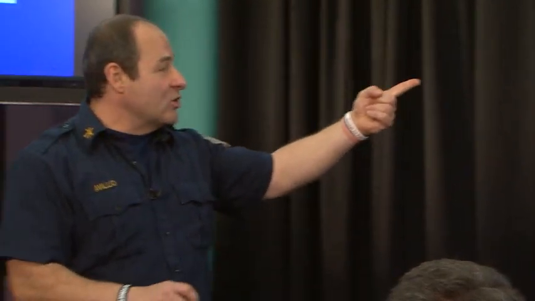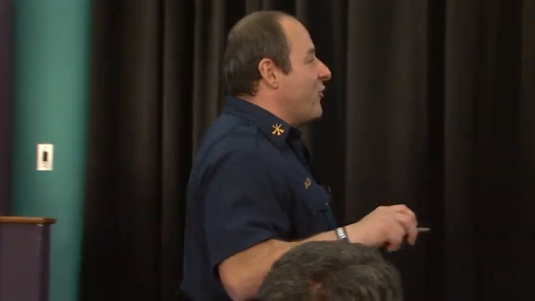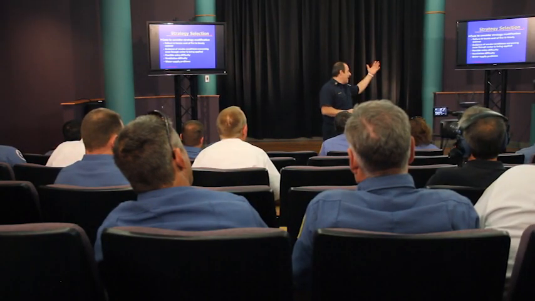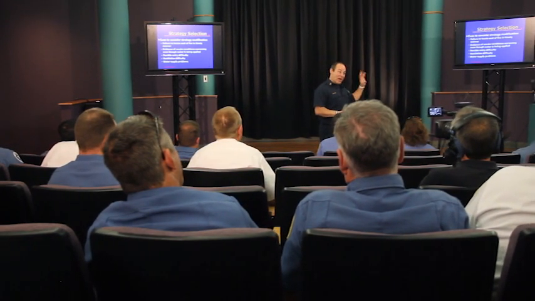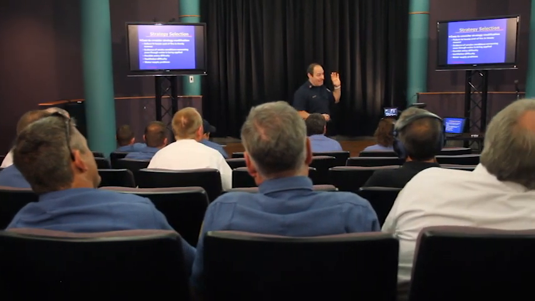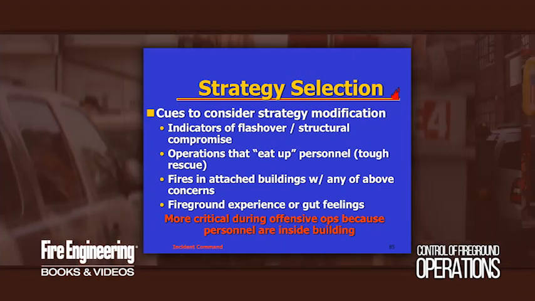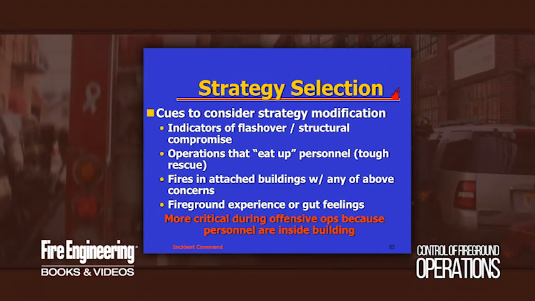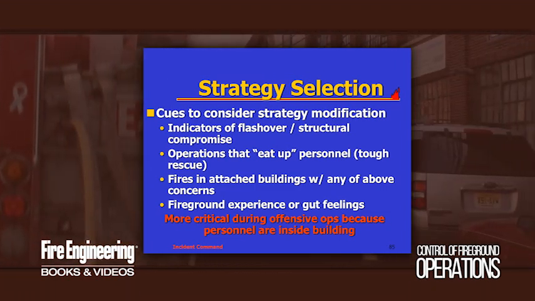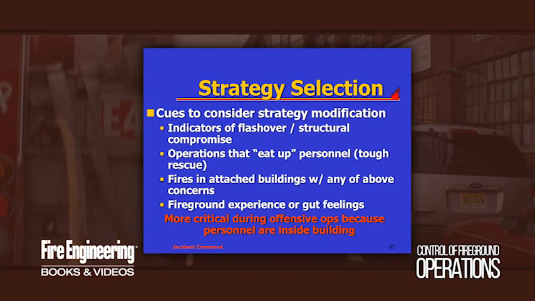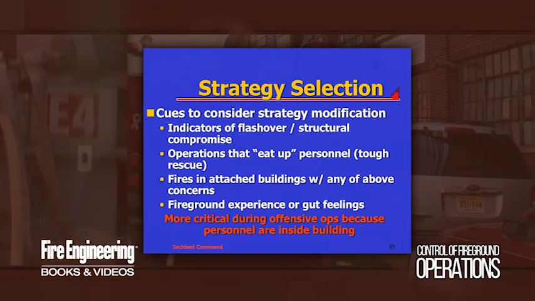All right. Forcible entry difficulty, ventilation difficulty, water supply problems. Any of these things going on, and we're in an offensive mode, we have to be considering that maybe we might have to pull out, right? What else? Flashover, structural compromise. You've got to be able to read that smoke. Operations that eat up personnel, a tough rescue, which we spoke about before. What's not getting done with a tough rescue? Fires in attached buildings with any of the above concerns just because they're attached, right? And then sometimes just your gut, your experience, makes that call.